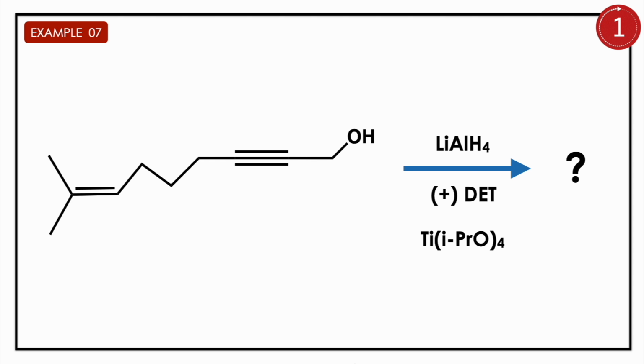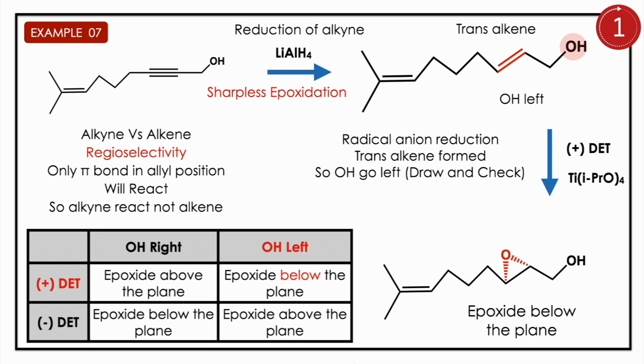Then the next example. Here you have a linear chain compound with alkene, alkyne and alcohol, 2 methyl groups at the terminal, and alcohol also at the terminal. You are using lithium aluminum hydride plus TET, titanium isopropoxide. You should find what will be the final product. The reaction involves one extra step. You have to reduce the alkyne into alkene. Lithium aluminum hydride is selective for allylic reduction.